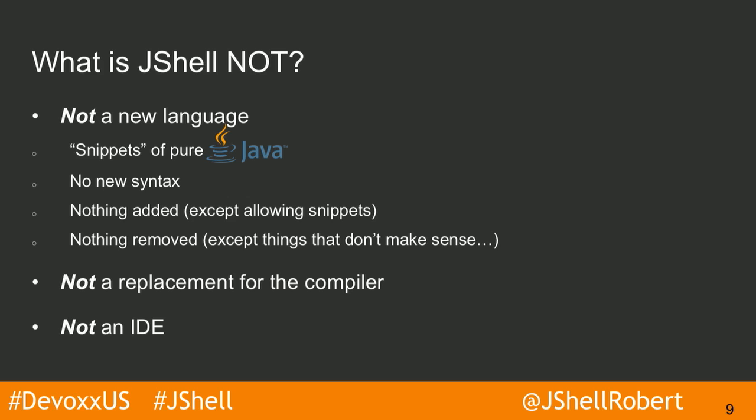So what's JShell not? This is not a new language. This is snippets of pure Java code. There's no new syntax. Nothing was added except for the ability to just use snippets, and nothing was removed except for things that don't make sense. I'll have a slide on the details of that later. This is not a replacement for the compiler or an IDE. This is for exploring code. And if you're going to write a program, you're still writing a program with the tools you're familiar with.